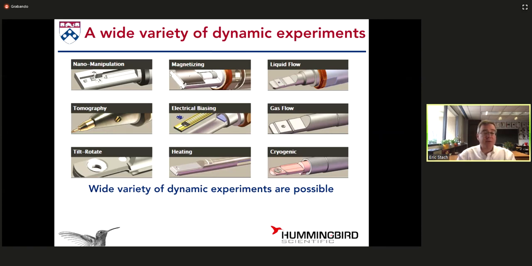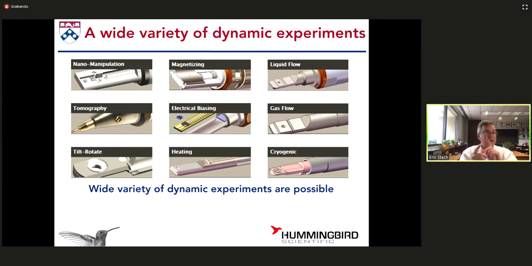The other thing, just like we were talking about with other aspects of the class so far, is that we can do dynamic imaging. In our case, because we have this very small region where the sample must sit in the objective lens, we actually bring in holders that capture all of these different dynamic events and possibilities within the microscope. We can do things like poke at samples for nanoindentation or nanomanipulation. We can magnetize samples to look at magnetic effects. We can bring in liquid flow to do electrochemistry. We can have machines that allow us to tilt the samples very regularly for tomography.